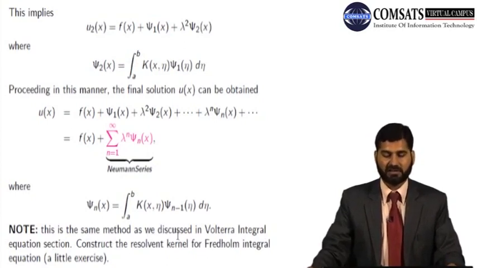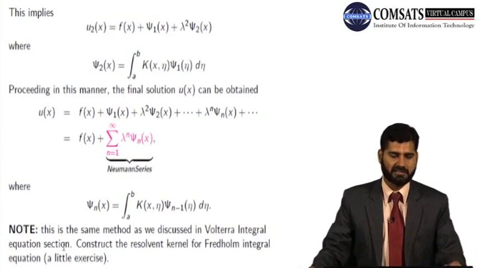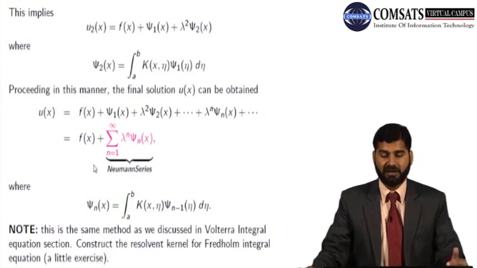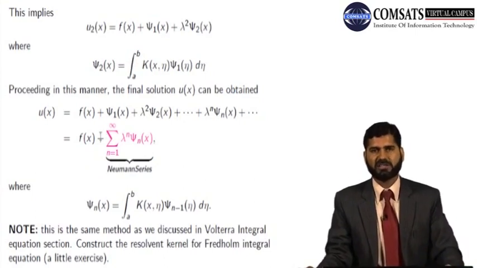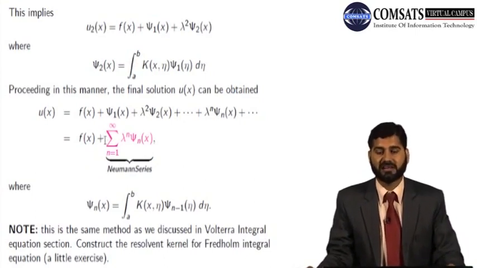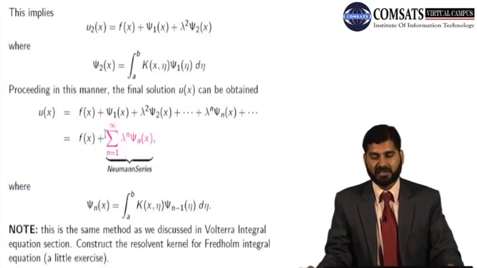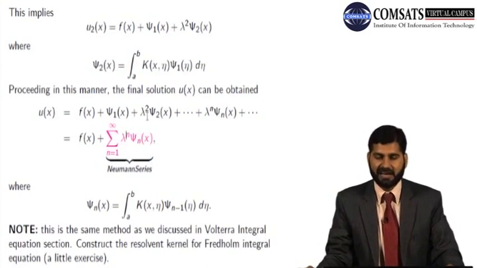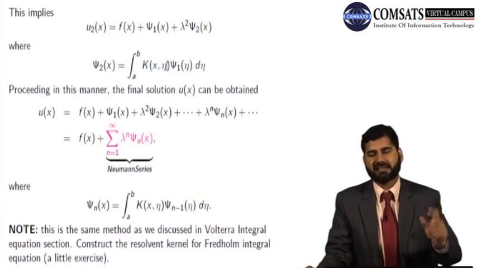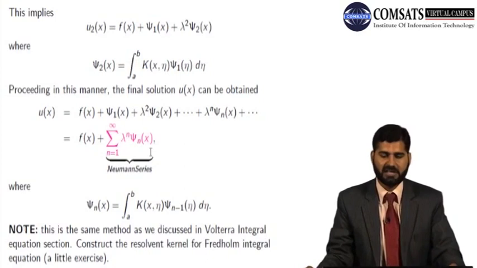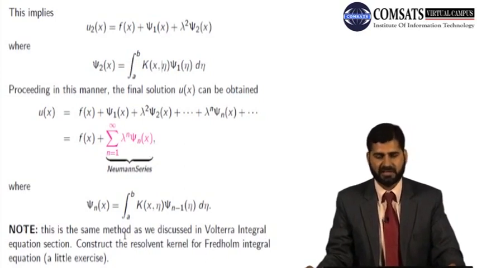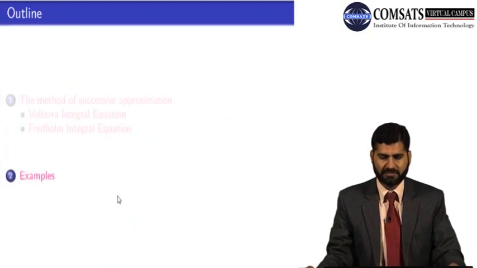Construct the resolvent kernel for the Fredholm integral equation. A little exercise for you. It's really not a problem, because you have to follow the same steps basically. You got the solution, right? But you need to find the resolvent kernel. How to find the resolvent kernel? So the resolvent kernel will come from this series. If you replace these integral signs here and write this series in terms of k of x eta, that k of x eta will give you the resolvent kernel. So it's a little exercise for you. Just try it out. Hopefully you will get it.